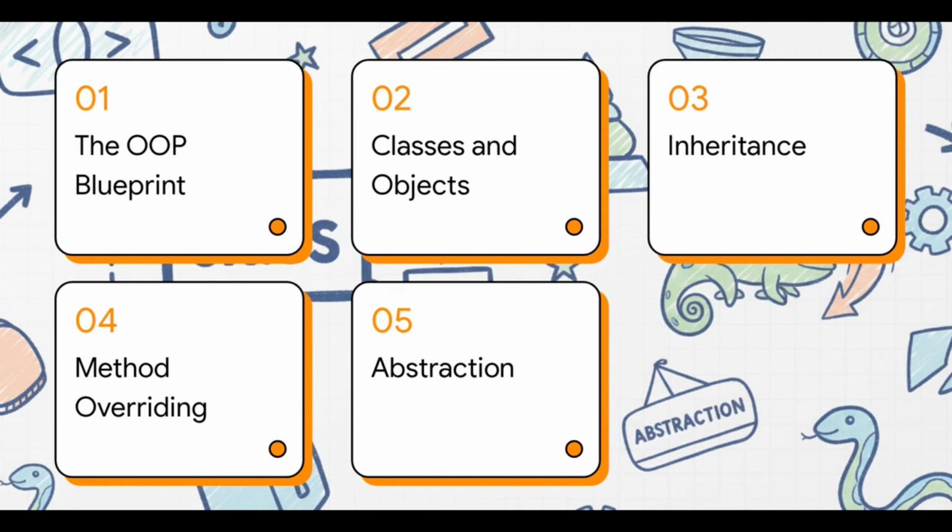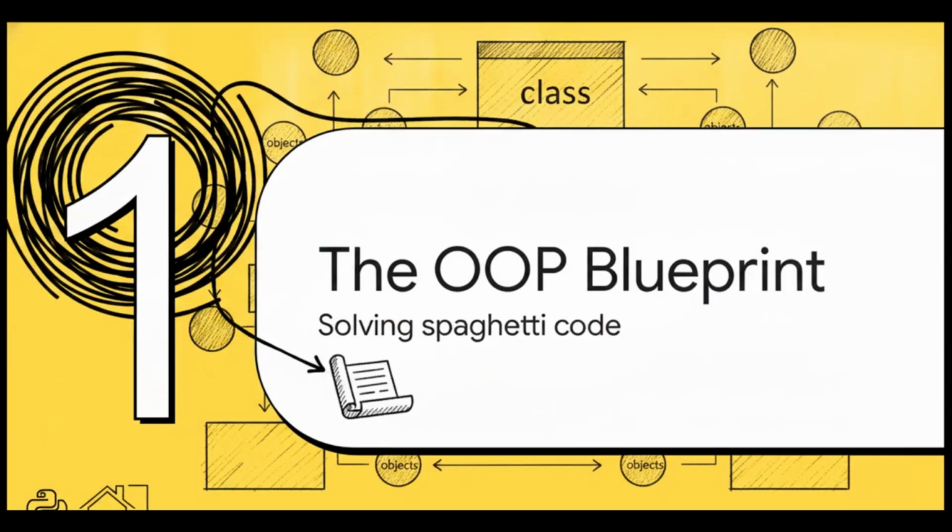So here is our architectural roadmap for this explainer. First, we'll look at the OOP blueprint. Then, we lay down the foundation with classes and objects. After that, we're scaling up with inheritance, customizing with method overriding, and finally, we'll wrap up with simplification through abstraction. Let's kick things off with part 1, the OOP blueprint and solving that dreaded spaghetti code problem.